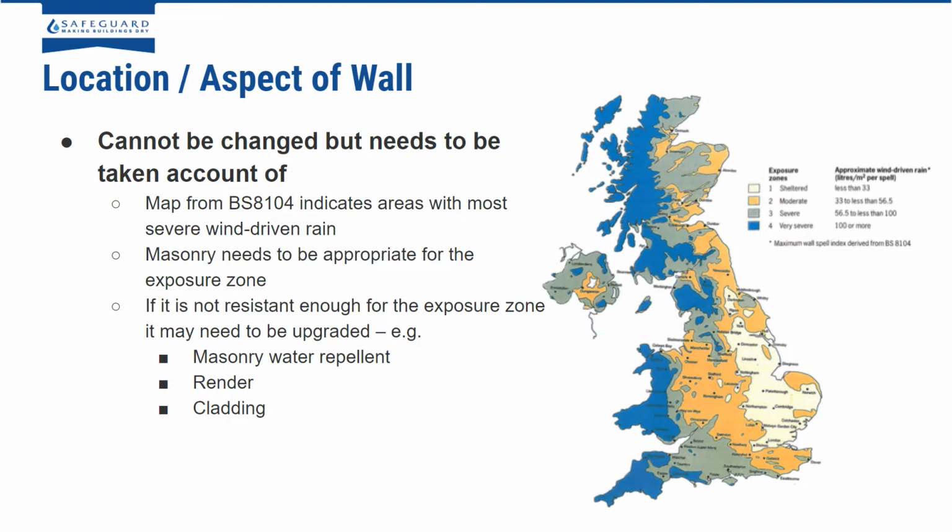You can see there in the blue section, which is considered the most severe exposure zone, it's not normally recommended to install cavity wall insulation. It's been found that quite a lot of properties, especially in Wales, became damp over time.